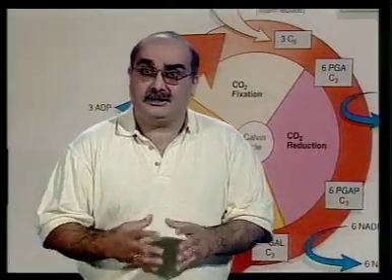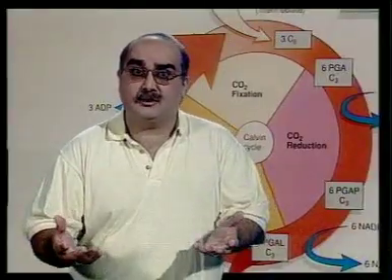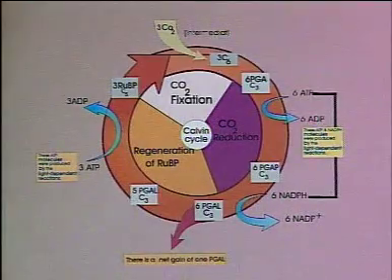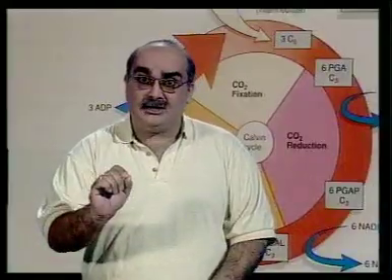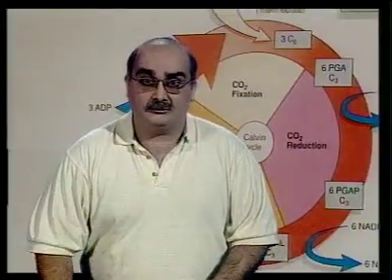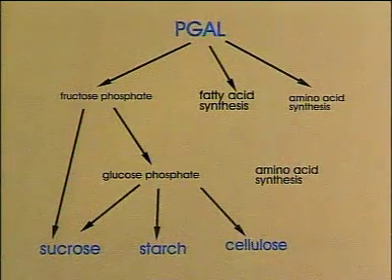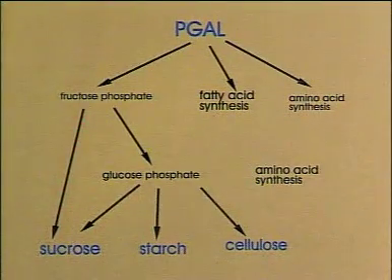Now we know that food does not just mean glucose or carbohydrates. There are other types of food as well, like proteins, lipids, etc. And you can see that there is a net gain of 1 PGAL molecule in the Calvin cycle. This PGAL molecule is used to produce glucose and numerous other organic molecules. From these PGAL molecules, starch, cellulose, other carbohydrates, proteins, glycerol and fatty acid molecules are produced, as seen here.